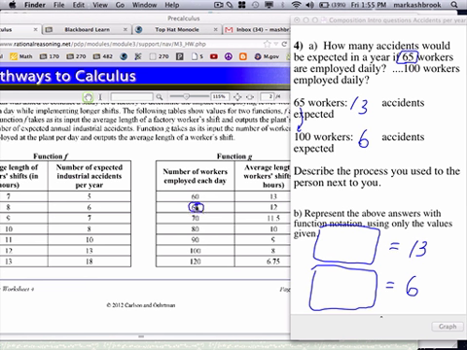So what came first? We did what with the 65? Plugged it into G. G of 65 represents the output of G. Okay, and what are we doing with the output of G? Inputting it into F. So that's going to be our input into F. And how do we write that? F of that.